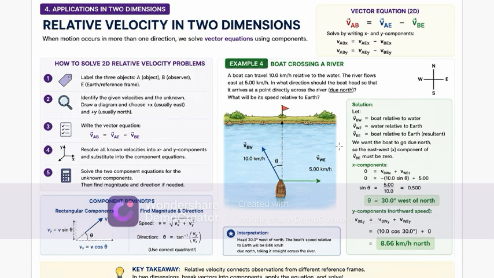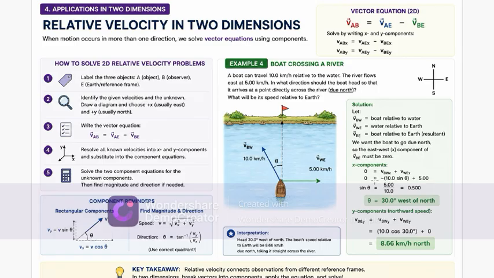Let's go ahead and solve. Boat relative to water, that's VBW, which is 10 kilometers per hour. Also we have water relative to earth, which is 5 kilometers per hour. Then we also have the boat relative to earth. That's the resultant. From vectors, we know what the resultant means.